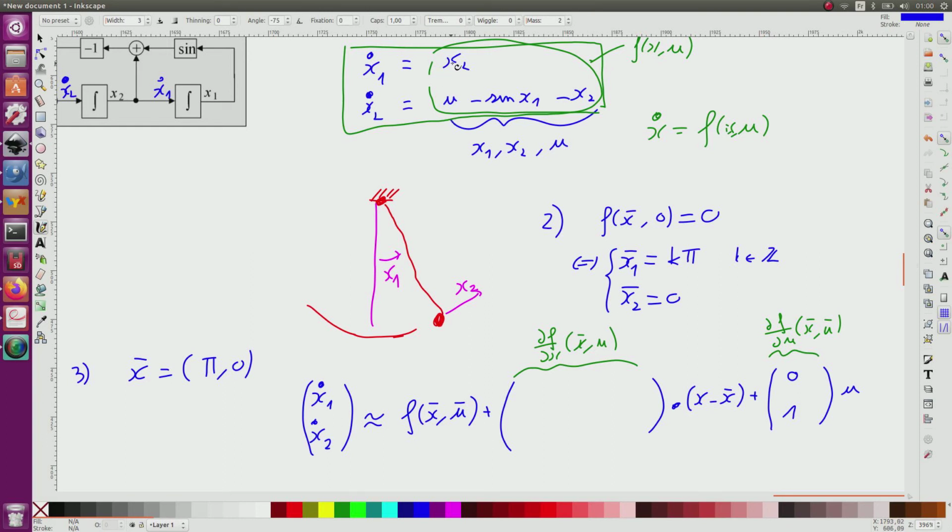Here for x2 I have 1 due to the fact that I have x2. I will have 0 because there is no occurrence of x1 here. Here I will get, so the derivative of sine is cos, so I will have minus cos of x1 bar, and for x2 I will have minus 1.